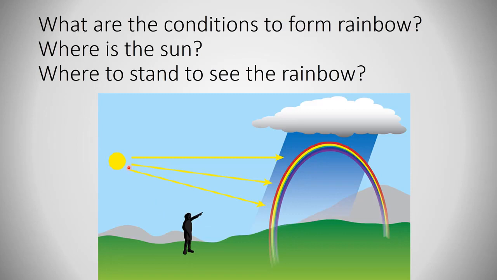So we have rain, and the sun shines at the same time. So this is a condition. There is rain and there is sun shining at the same time. Or it could be not rain, but moist air, in the morning or in the evening. And he should stand with his back to the sun, and he will see the rainbow in front.